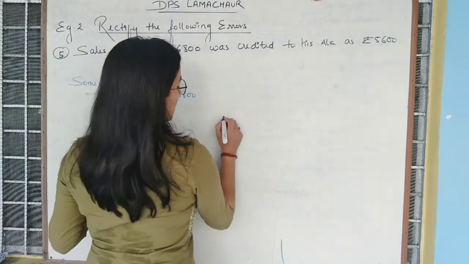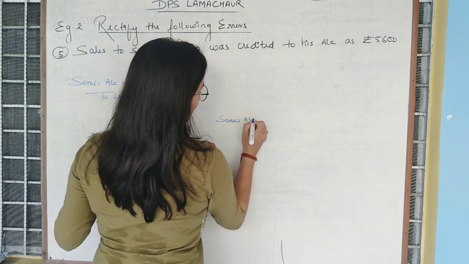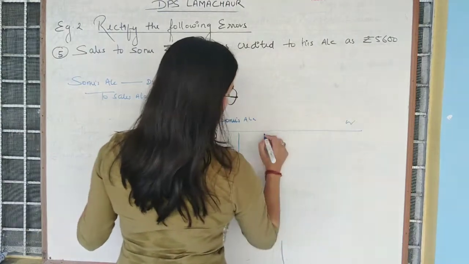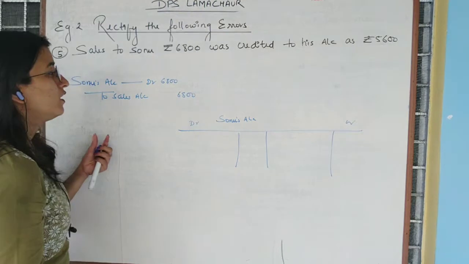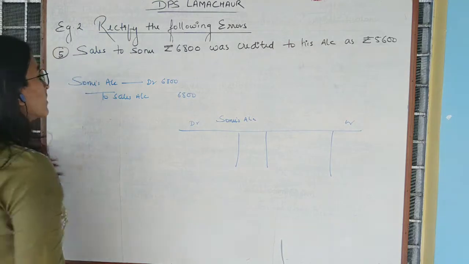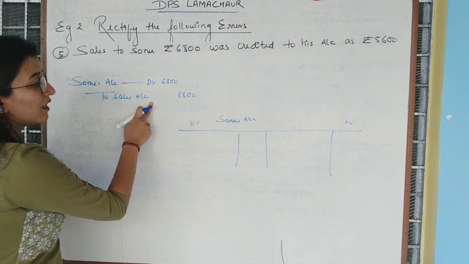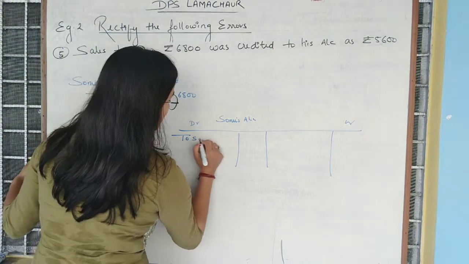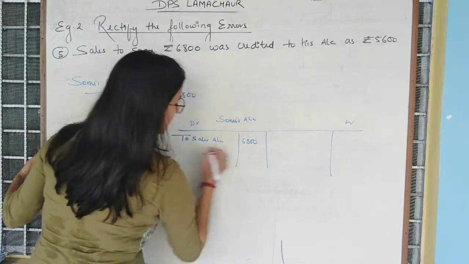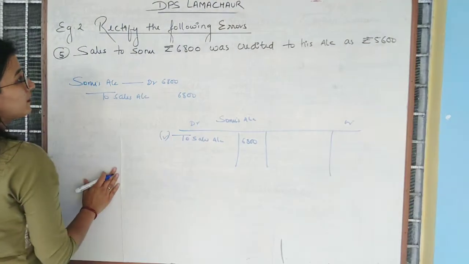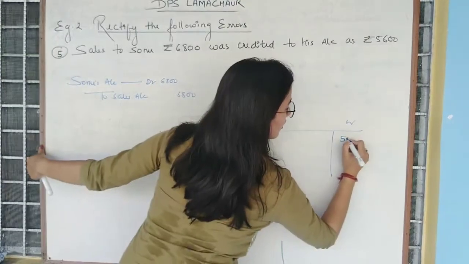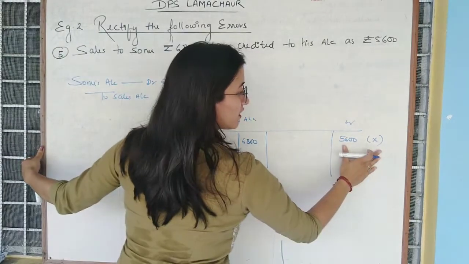Now we will prepare Sonu's account. Here is debit side, here is credit side. Now as we know, when we post the entry from journal to ledger, we post it in opposite direction. Here sales account is credited, so we will debit to sales account. The amount should be 6800. This is the correct posting. But Sonu's account is credited with the amount 5600. This is the wrong posting.